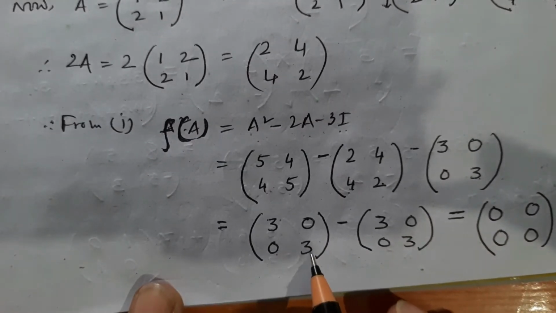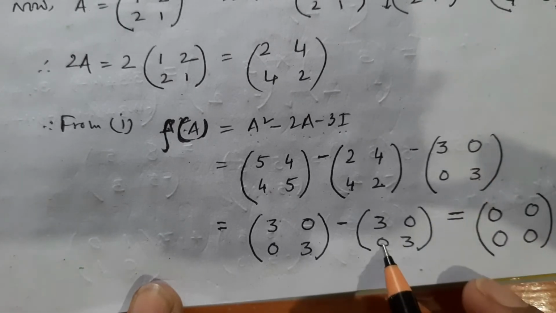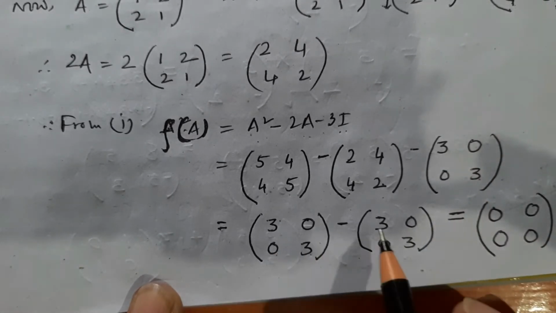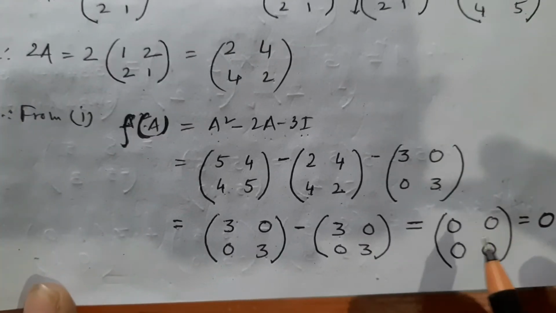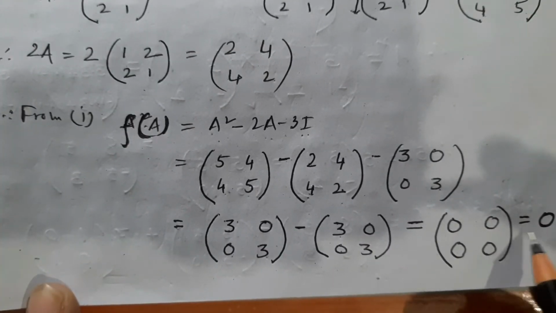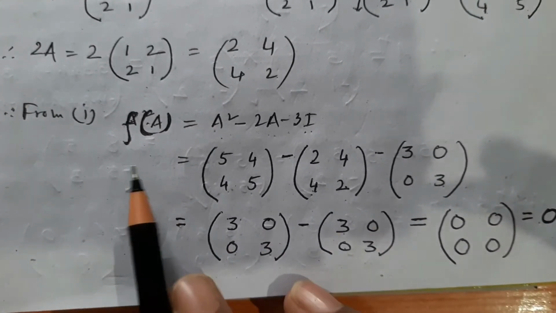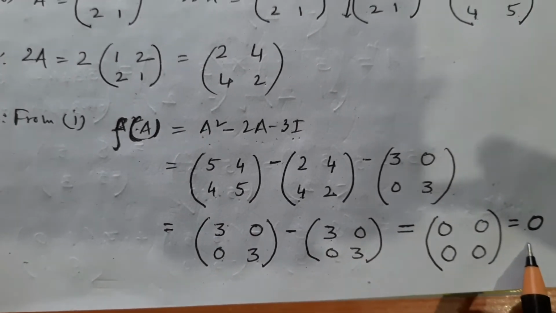[3 0; 0 3] minus [3 0; 0 3]. This matrix minus this matrix, we get the 0 matrix, [0 0; 0 0], this is 0. So therefore f of A that is equals to 0.